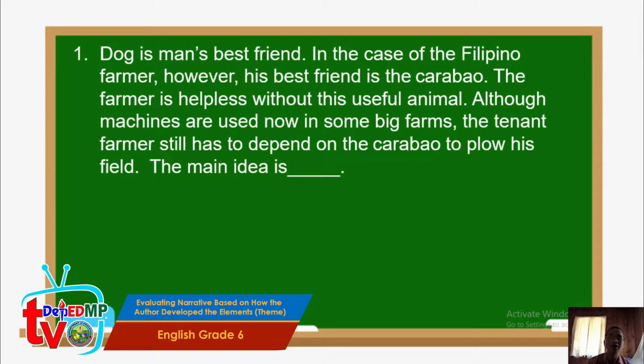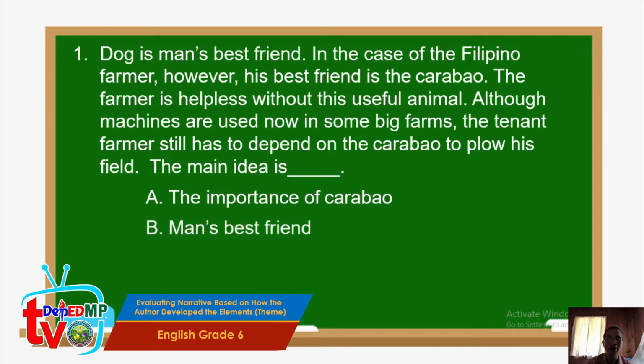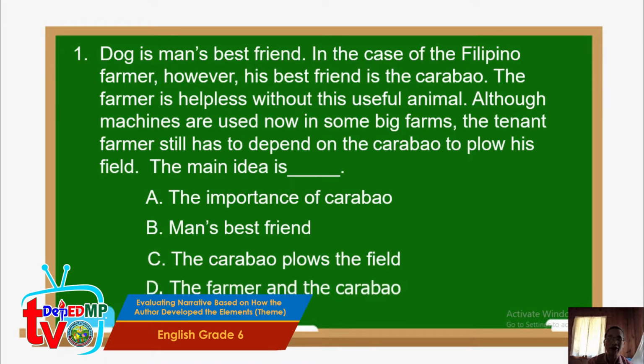Number 1, dog is man's best friend. In the case of the Filipino farmer, however, his best friend is the carabao. The farmer is helpless without this useful animal. Although machines are used now in some big farms, the tenant farmer still has to depend on the carabao to plow his field. The main idea is, A. The importance of Carabao. B. Man's best friend. C. The Carabao plows the field. And D. The farmer and the Carabao. The answer is letter B.